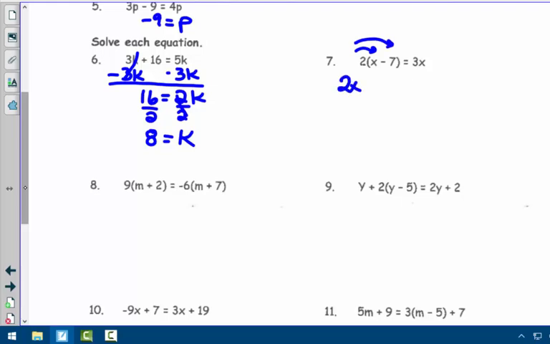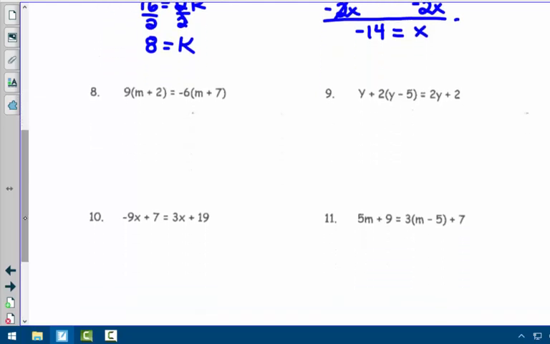So 2 times x is 2x. 2 times negative 7 is negative 14 equals 3x. So I distributed first. Subtract the smaller variable, so minus 2x. I'm moving that, doing the opposite, the inverse is subtraction. I get negative 14 equals x. Putting that back in, negative 14 minus 7 more is negative 21. 2 times negative 21 is negative 42, and 3 times negative 14 is negative 42. Yippee, right answer. Notice I'm checking all of them.